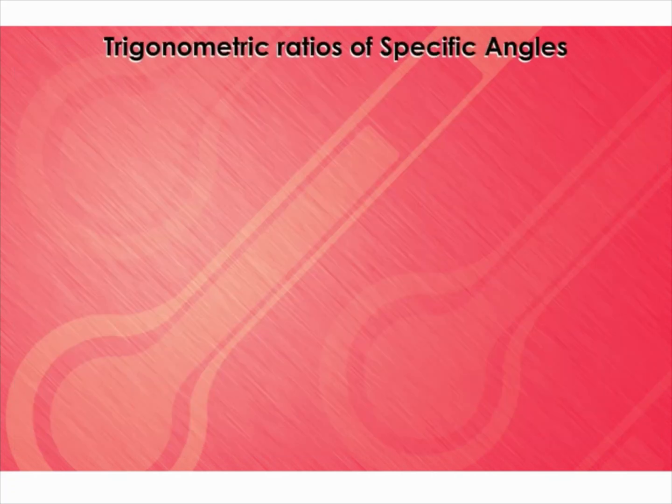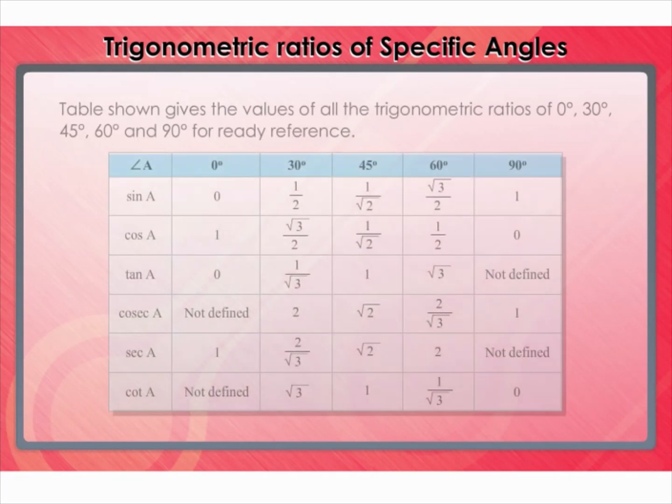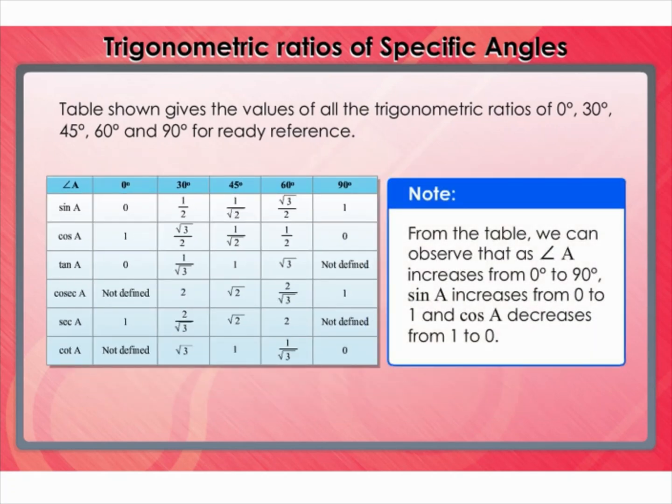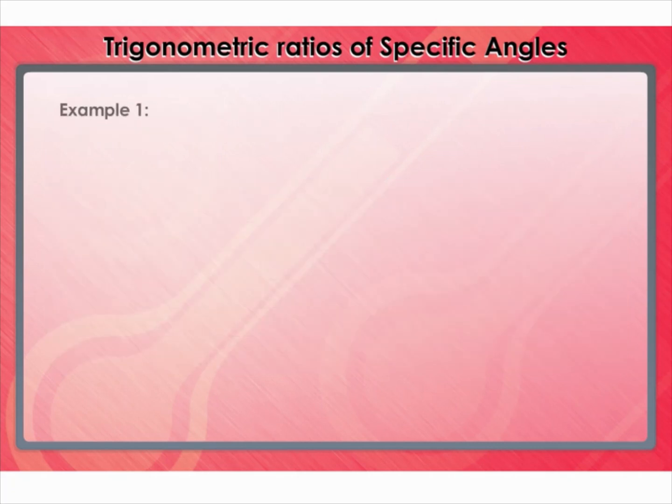Trigonometric ratios of specific angles. The table shown gives the values of all the trigonometric ratios of 0 degree, 30 degrees, 45 degrees, 60 degrees, and 90 degrees for ready reference. From the table, we can observe that as angle A increases from 0 degree to 90 degrees, sin A increases from 0 to 1, and cos A decreases from 1 to 0. Let us illustrate the use of the values in the table through some examples.